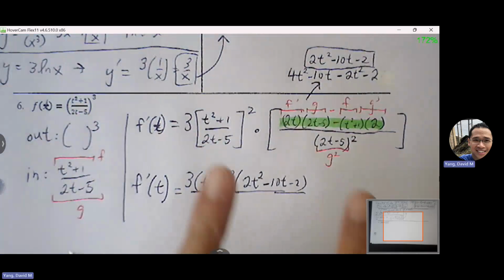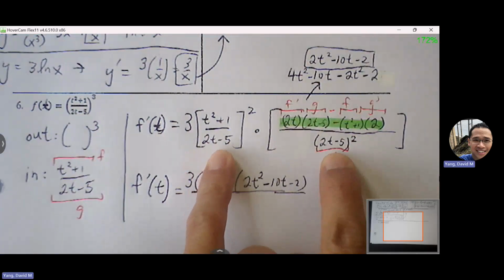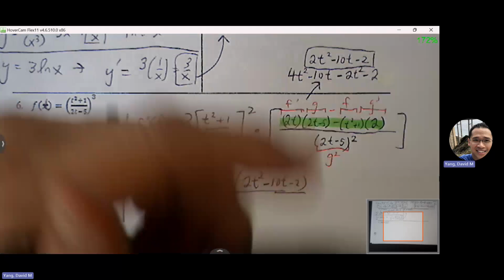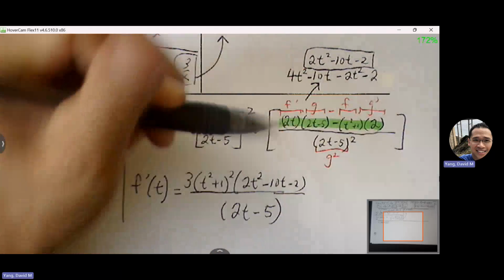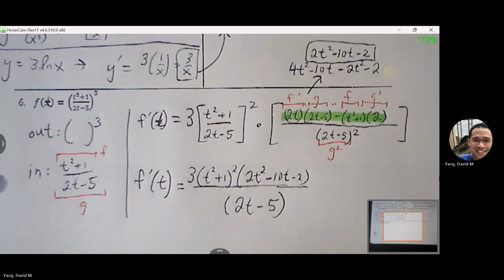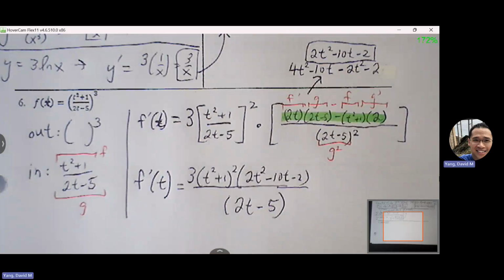And my denominator is just a bunch of 2t minus 5. How many 2t minus 5s do I have in the denominator? Okay, it looks like 3, but there's actually more. 4. Why is it 4 and not 3?